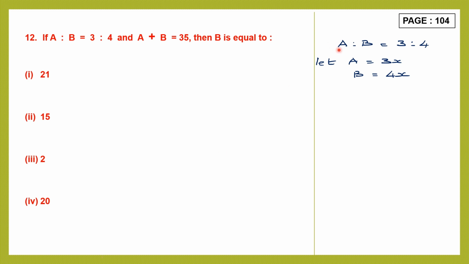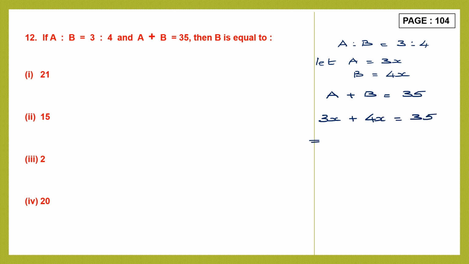Okay, so A is going to be 3x and B is going to be 4x. Here it says A plus B is 35. So we're going to substitute. Instead of A, I'm going to write 3x. Instead of B, I'm going to write 4x. So A is 3x and B is 4x. Together they add up to 35.